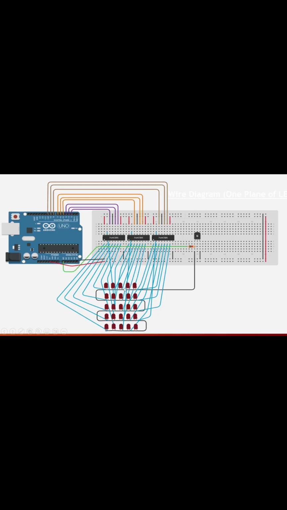All ground nodes of one plane are connected together and run to this transistor. When the transistor receives power, it connects this rail to ground, grounding the entire plane of LEDs. By turning on an individual powered rail using the shift register and grounding a specific plane, I have complete control over which LED to turn on within a plane.